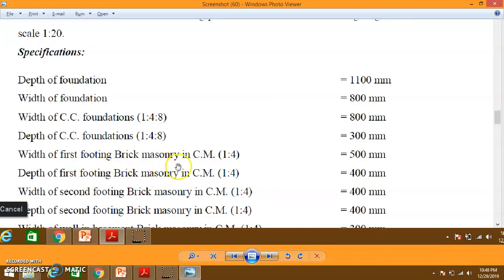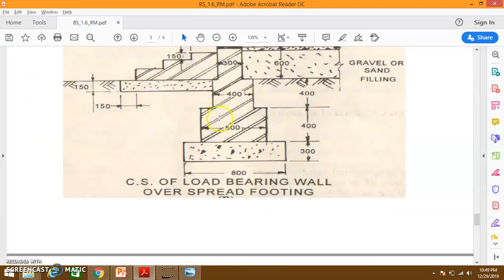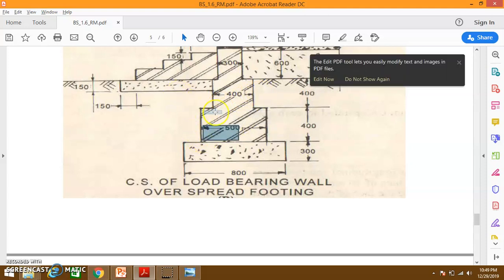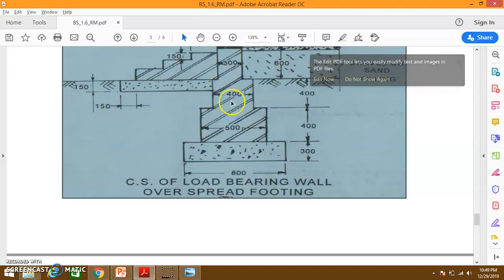Next, width of the first footing in brick masonry, with 1 is to 4 cement mortar, is 500 mm. For the first footing, the depth is given as 400 and the width as 600. Next, the second footing: the depth is 400 and the width is also 400, both the same.